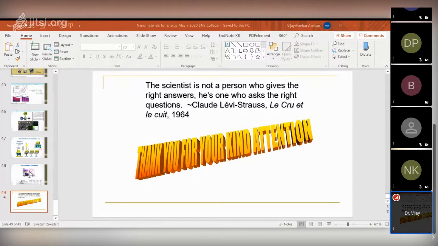A question from Dr. Amudha Raj: among dichalcogenides, other than molybdenum sulfide, which is the one used most frequently for application purposes? Other than molybdenum sulfide, they are asking.